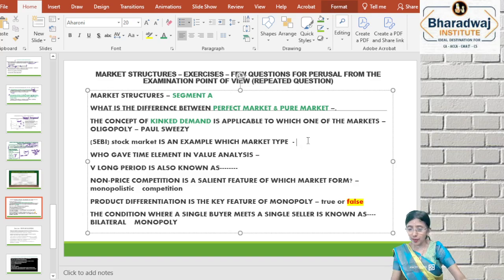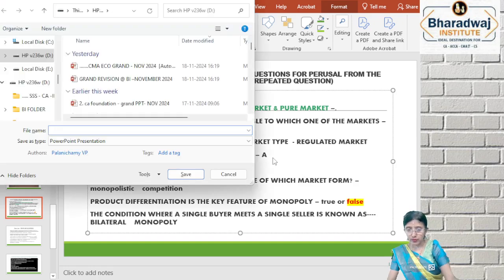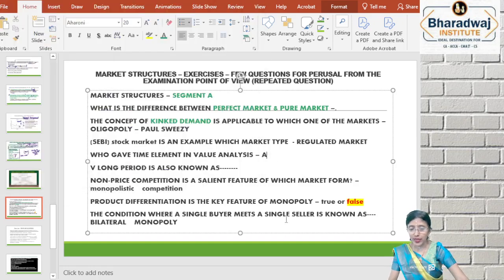Stock market is an example of, we saw that, isn't it? Regulated market, not unregulated market. Who gave the time element? Already given that, we saw that. No, it is Marshall. These were some expected questions. Very long period is known as secular period.